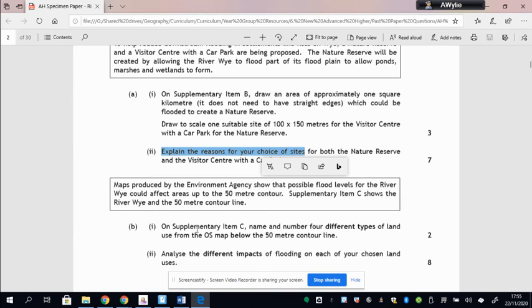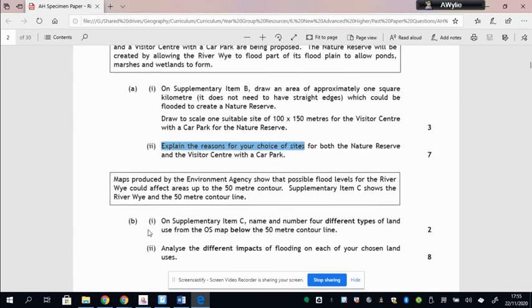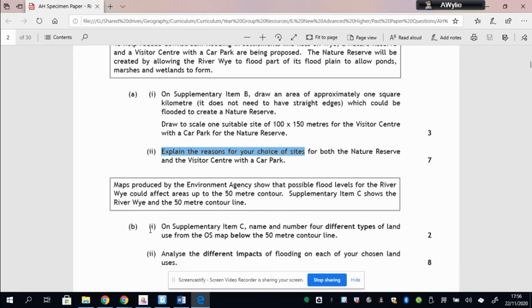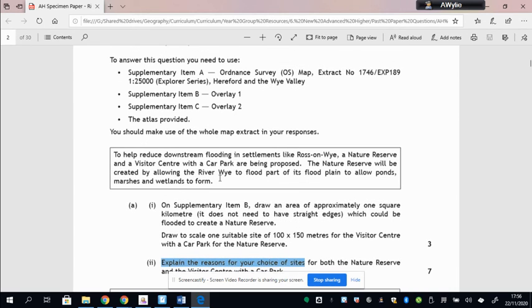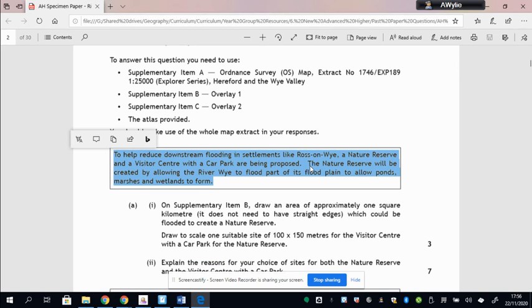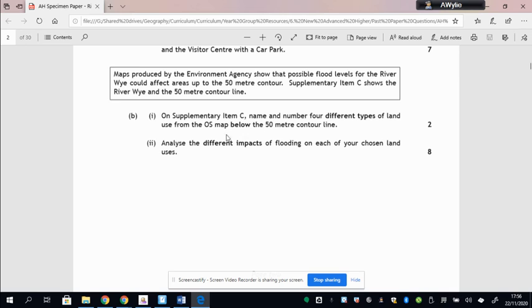Now, the other questions, these are largely impossible to predict. These questions are to do with using your map skills, and the context that you're asked on these supplementary questions will largely relate to the actual question you've been posed. In this case, this question was all about downstream flooding on settlements and visitor centres and nature reserves. So these supplementary questions were relating to that particular skill.